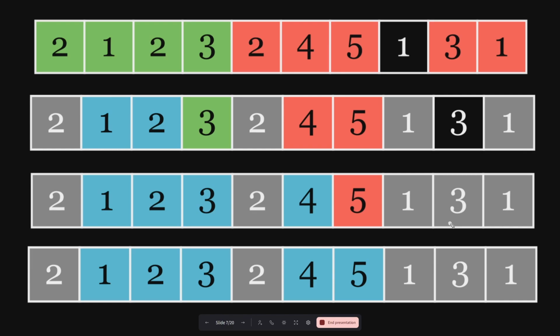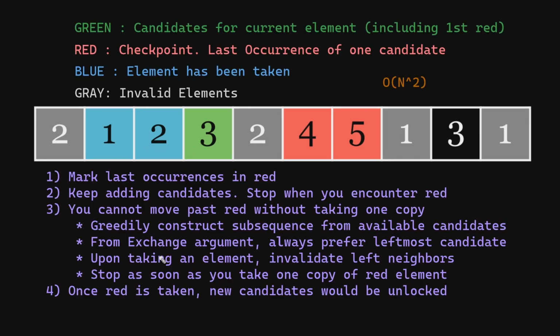So this gives us a pretty simple algorithm whose time complexity might be O(n^2), but it is very simple to understand and implement. This is a summary of the algorithm. First, you mark all the last occurrence of each element in red. Then you collect the possible candidates for your first element, which will be a prefix of that array, and you need to stop collecting when you reach the first red index.